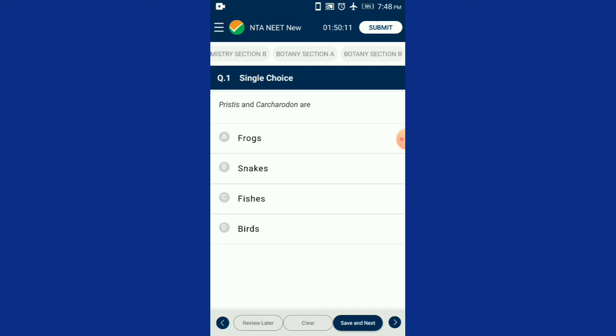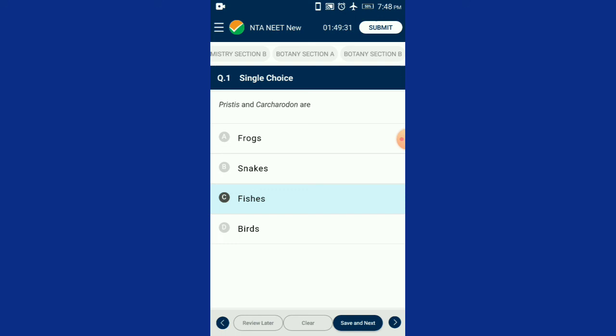So, question number 1. Pristis and Carcharodon are. Pristis is also called sawfish, and Carcharodon is known as the great white shark. They belong to the class Pisces, that is Chondrichthyes. These are marine animals with a streamlined body and have a cartilaginous endoskeleton. So the answer is option C, fishes.